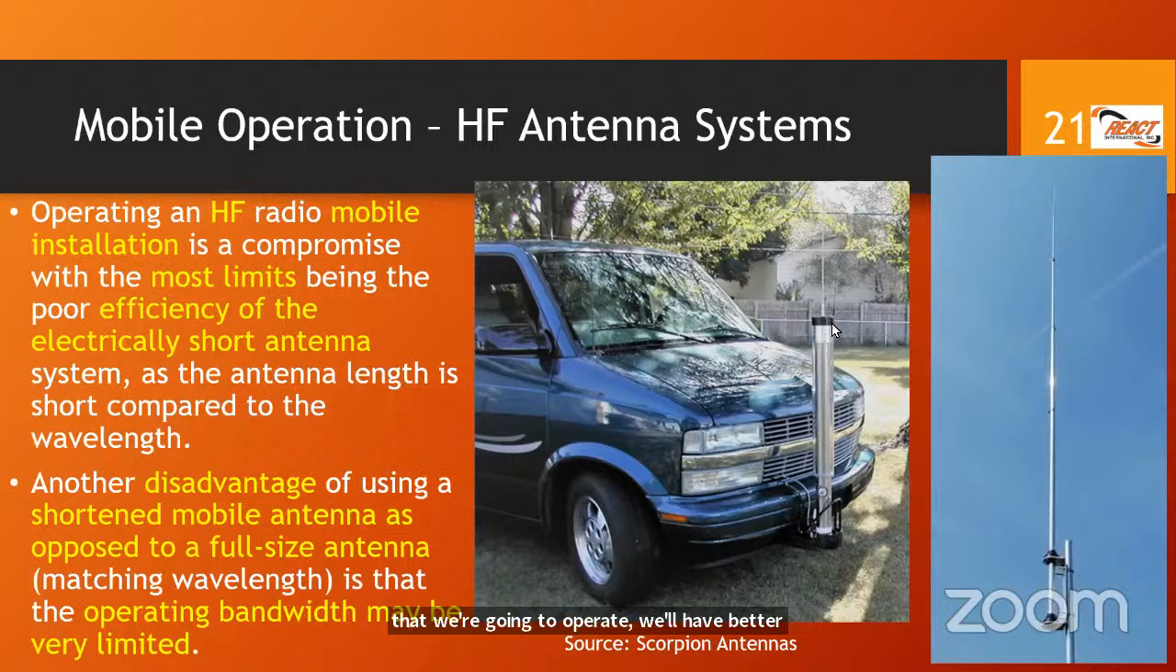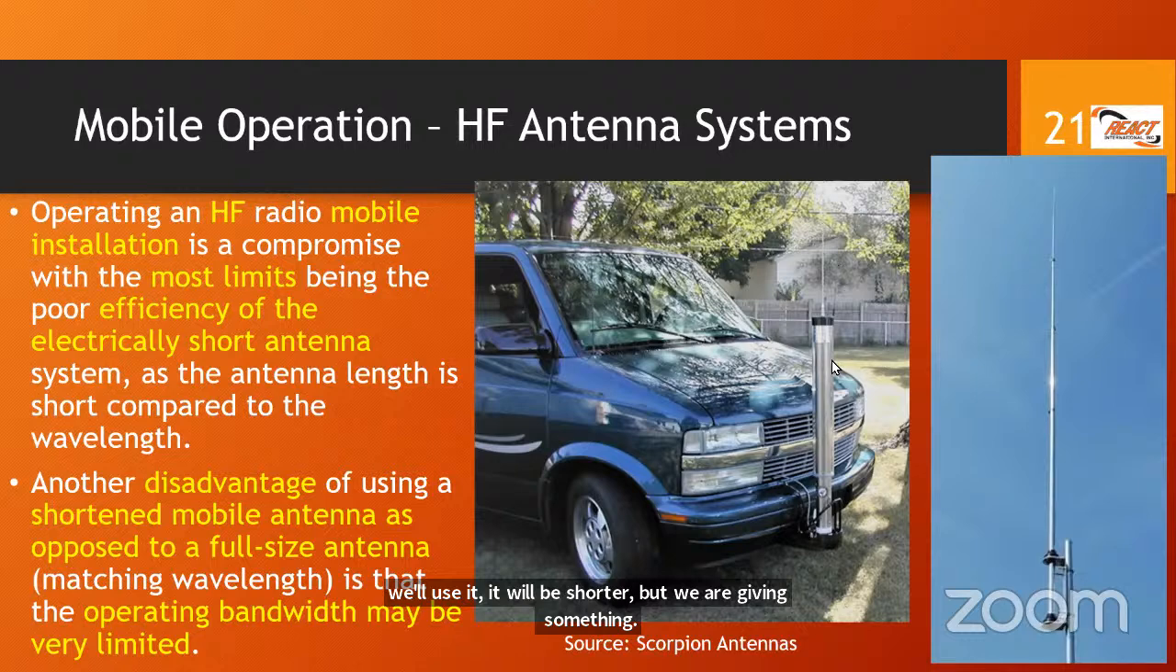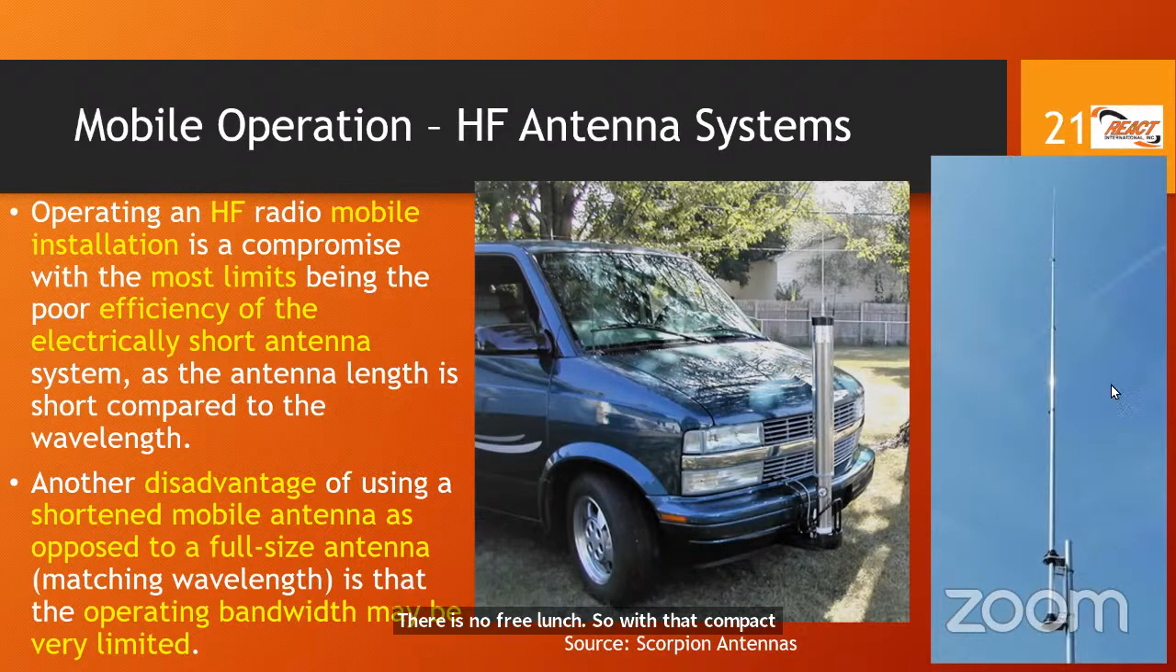But from the time we start to use a smaller antenna, yes, we'll use it, it'll be shorter, but we are giving something. There's no free lunch. So with that compact nature, we may end up being less efficient than a full-size base station antenna, right? So that is considered a bit of a limitation when we go mobile operation.